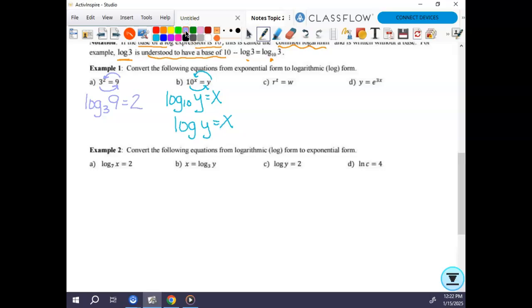All right, so for C, what is the base here? R. So log base R of what? W equals T. There you go.